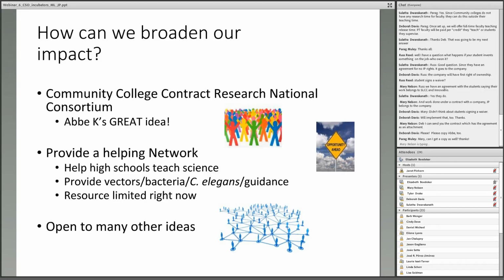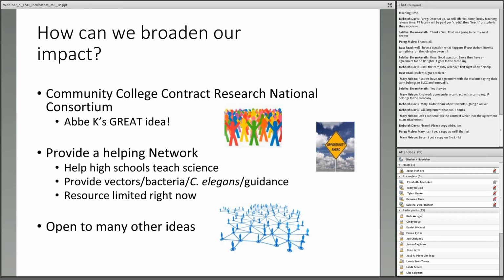And so I'm always interested in, I think because I am always trying to get better and improve things, and how can we be more effective, or how can we broaden our impact? So I think about this a lot. And so when Abby suggested this community college consortium, I was very excited about that prospect, and I'm hopeful that that's something that is moving forward, that we're all going to be able to work together to help us expand our capabilities and to help the community college.